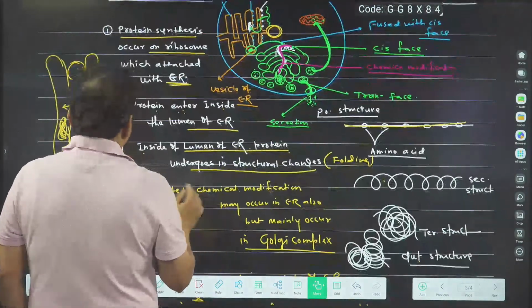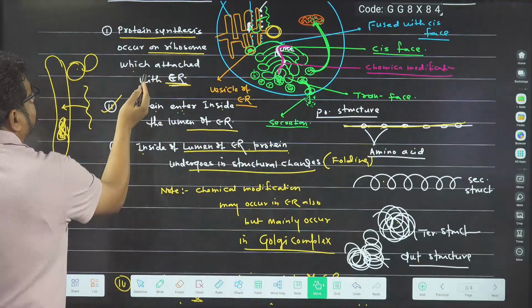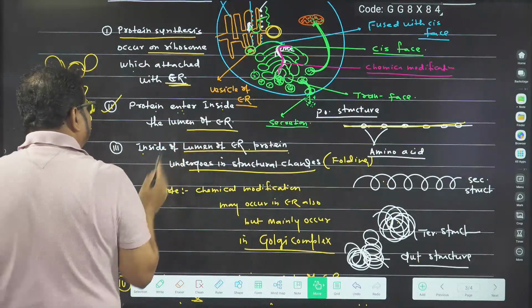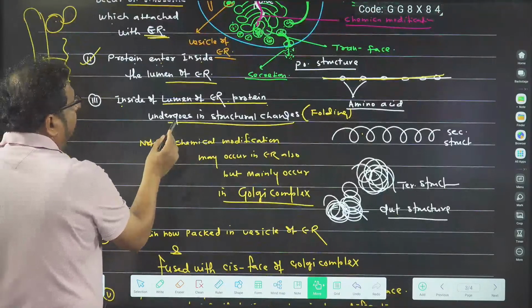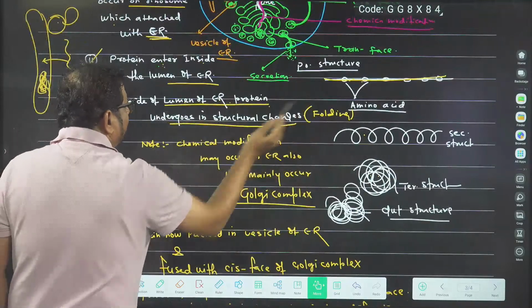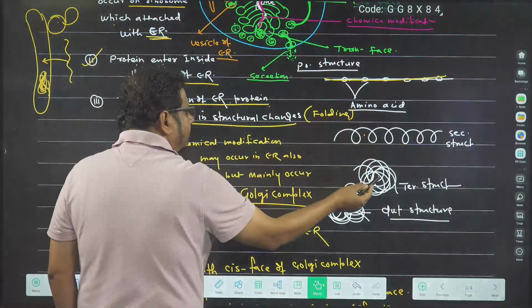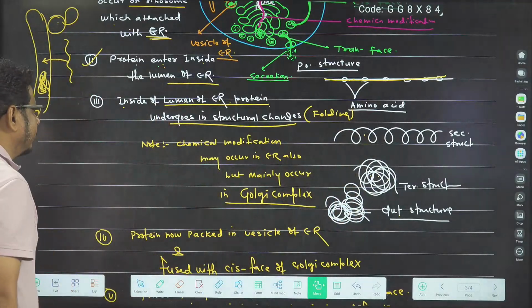And that I wrote in the language. The protein synthesis occurs on the ribosome, which is attached to the ER. Protein enters inside the lumen of the ER. Inside the lumen of the ER, what happened? Protein undergoes structural changes, meaning folding occurs. Due to folding, primary converts into secondary, secondary converts into tertiary, tertiary converts into quaternary structure.